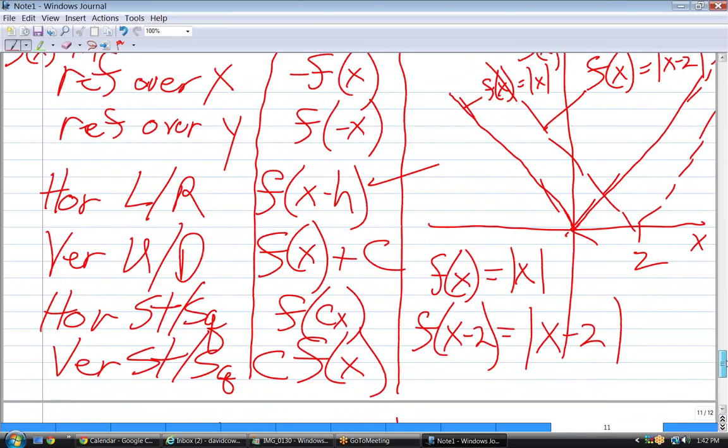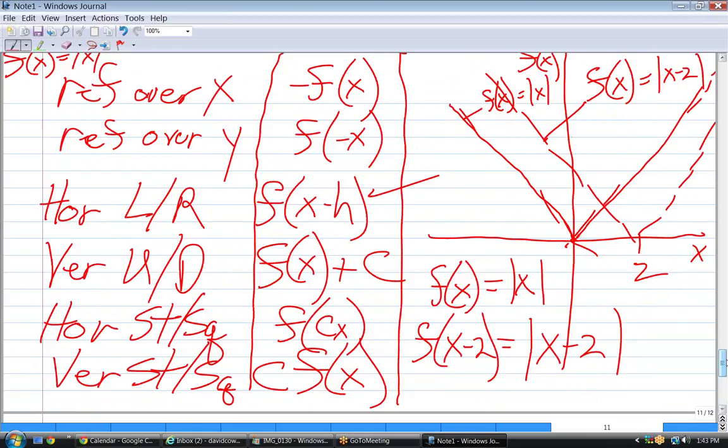So if we look back at our 6 types, you understand reflecting over x? Yes. You understand reflecting over y? Yes. Do you understand horizontally shifting it left or right? A little bit, yes. Doesn't change the shape. It just moves it left or right. Oh, all right. Okay? Yeah.